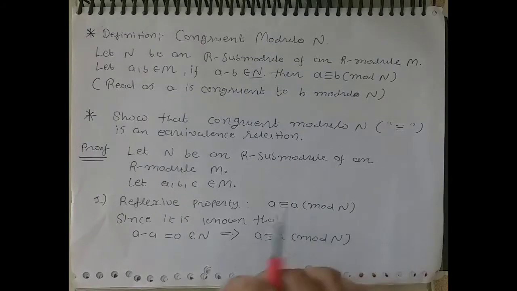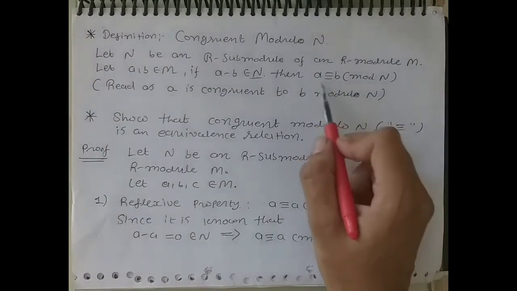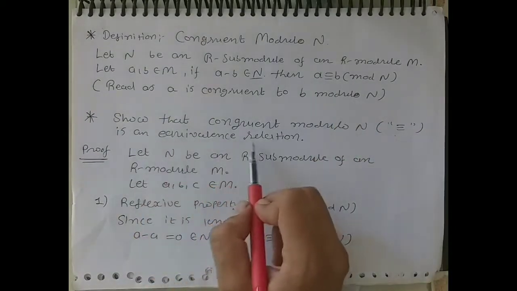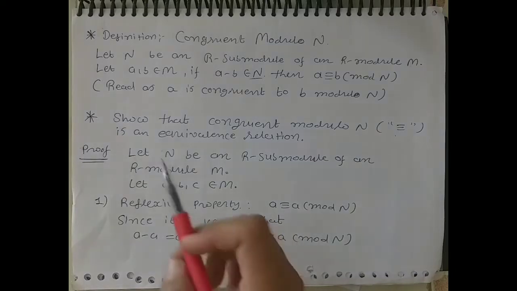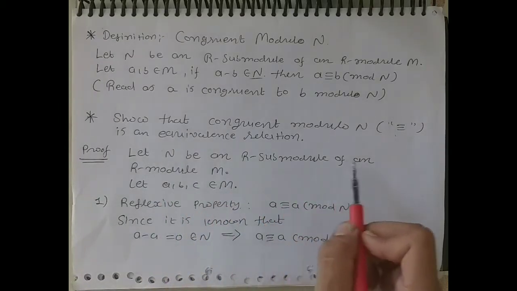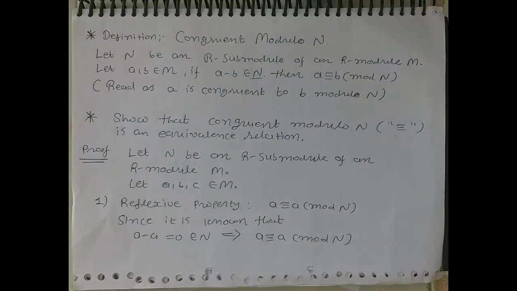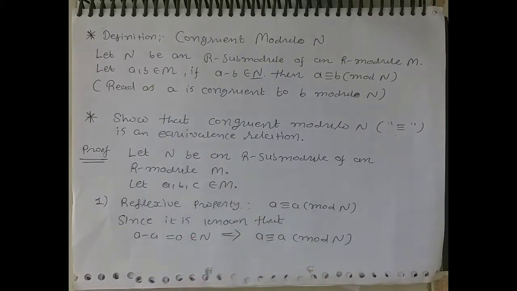Now, this relation, congruent modulo N, is an equivalence relation. To show an equivalence relation, we have to show the reflexive property, symmetric property and transitive property. Once we show the three properties, our work is done. So let N be an R submodule of an R module M. Now consider three elements A, B, C belongs to M.